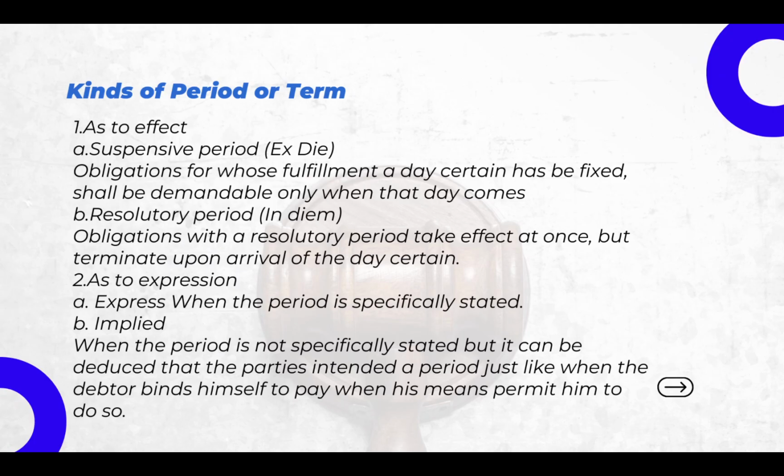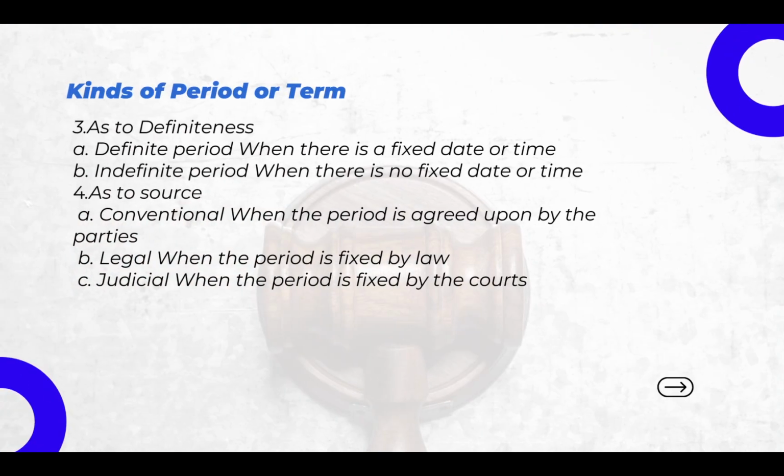Okay? As to expression, express. Dapat specifically stated. Pag implied, ito yung sinasabi natin na not so sure. Gaya ng, I will pay you when my means permit me to pay you. Di ba? Hindi mo lang kasiguraduhan. Pero magbabayad ako. So that is implied. Now, what else? Definiteness, definite period when there is a fixed date. Indefinite when there is no fixed date. Conventional when the period is agreed upon by the parties. Legal when the period is fixed by law, and judicial when fixed by court. So, conventional, parties; legal, fixed by law; judicial, court ang nagsasabi niyan.